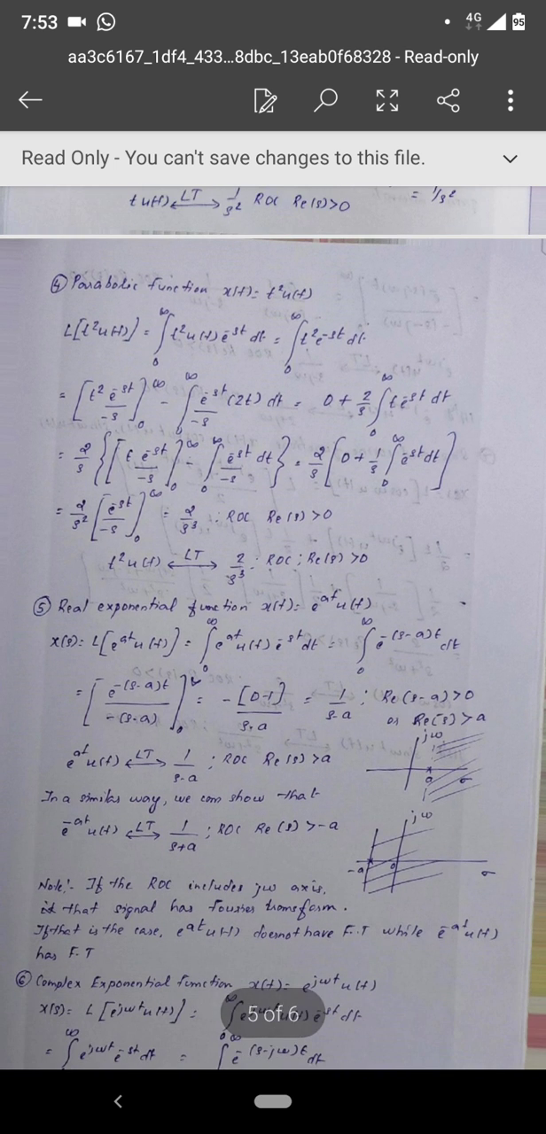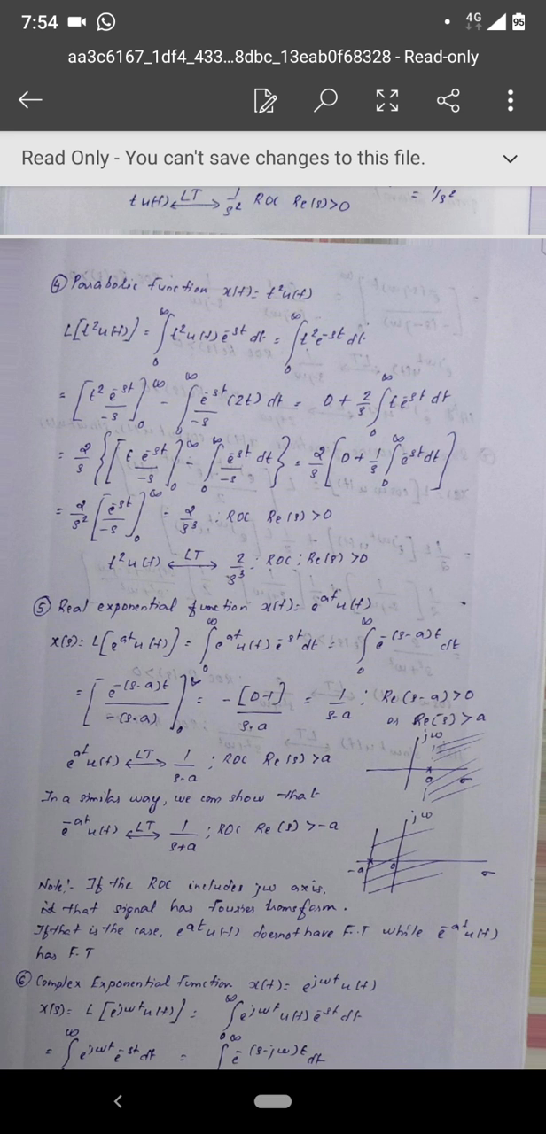And then a typical problem, the fifth problem, it has many applications, that is the real exponential function, that is e raised to at u of t. Here a is a real constant, that is why we have a real exponential function. This otherwise does not have a Fourier transform. This signal itself will not converge, because as t tends to infinity, this also tends to infinity.